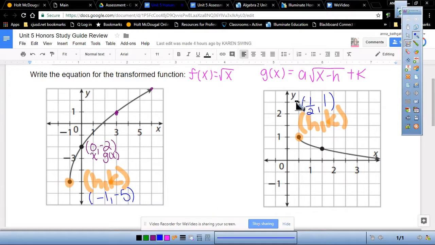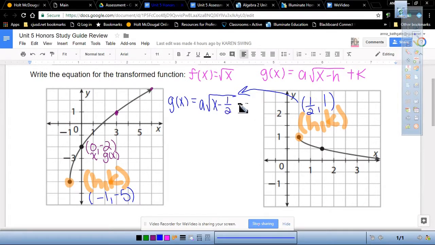Now we're doing it for the one on the right. So I have g of x equals, I don't know what a is, the square root of x minus h, which is 1/2, plus k, which is 1. Now I pick another x and y on the graph. This one here is 1.5. So that's 1.5, comma, half. I'm going to replace my g of x with 1/2, and that's going to equal a, the square root of 1.5 minus half, all of that plus 1.